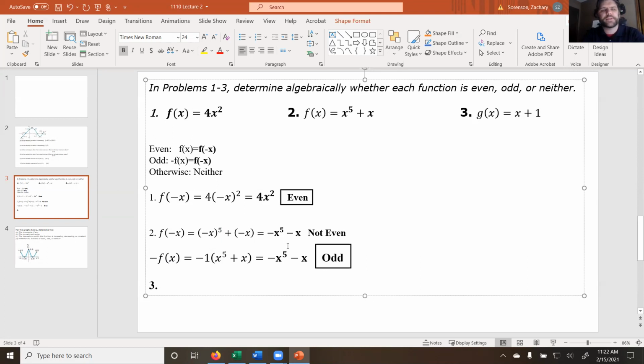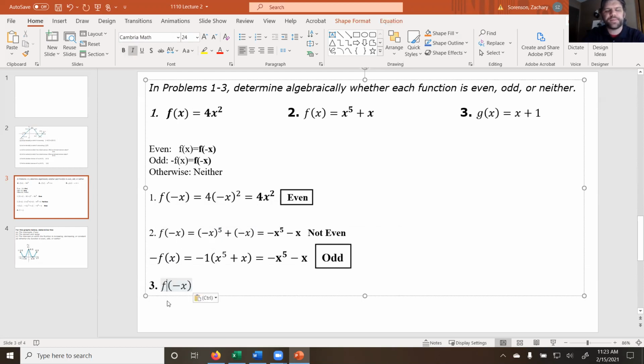And that's the whole process. If it lands on that even case, we're done. Good job, us. If we go through and it's not even, well, we test to see if it's odd. And if it's odd, great. Good for us. Box that answer. If the negative f of x is not equal to f of negative x, well, then we see neither. And kind of spoiler alert, that is what happens in this last case.